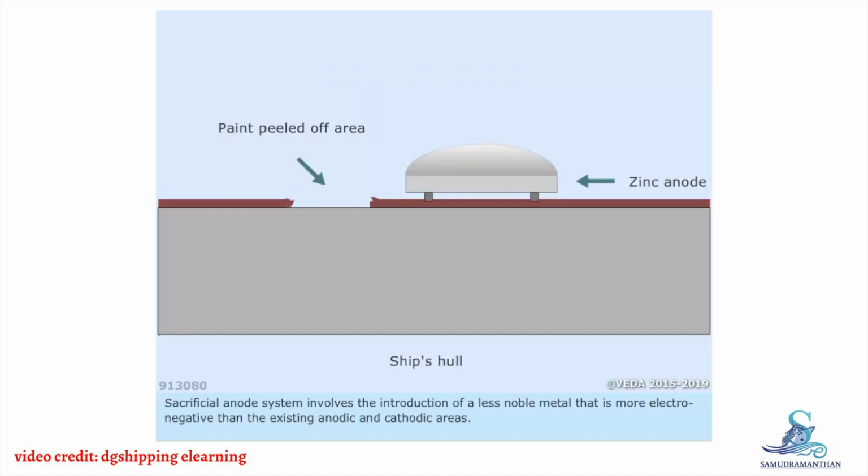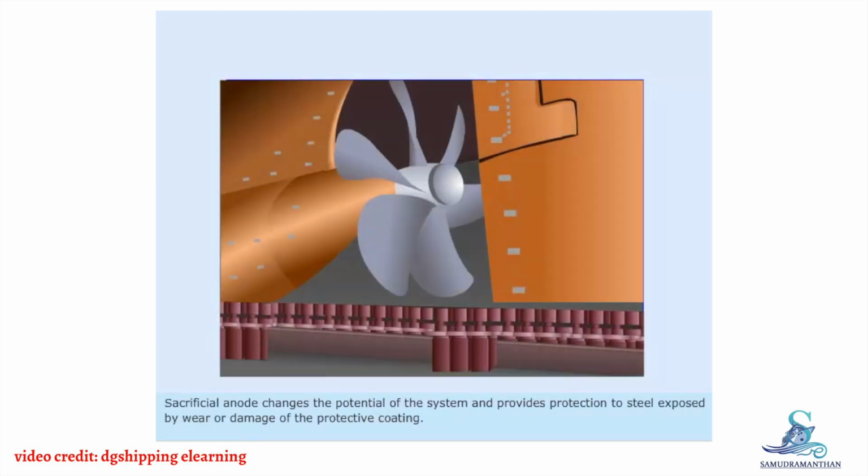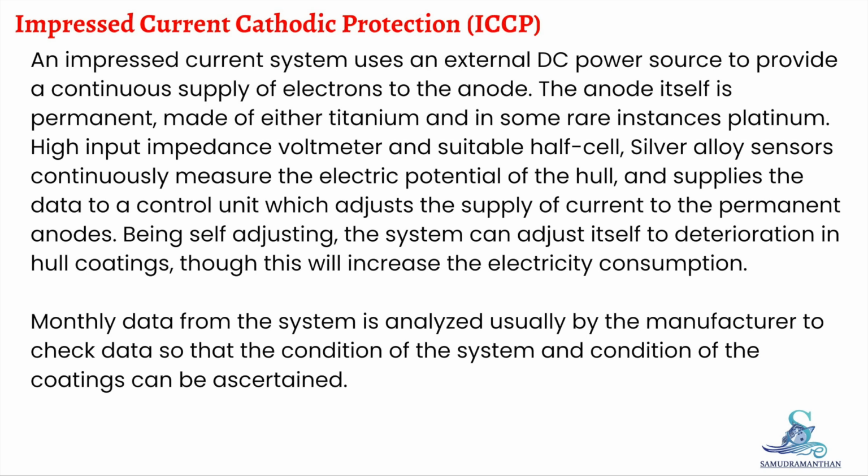Sacrificial anode system involves the introduction of a less noble metal that is more electronegative than the existing anodic and cathodic areas. This additional metal becomes the anode and will corrode while providing current to the metal it is protecting. Thus, it overcomes the local anodic areas and makes them cathodic. Sacrificial anode changes the potential of the system and provides protection to steel exposed by wear or damage of the protective coating.